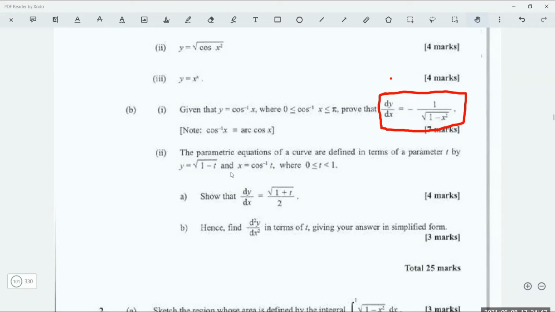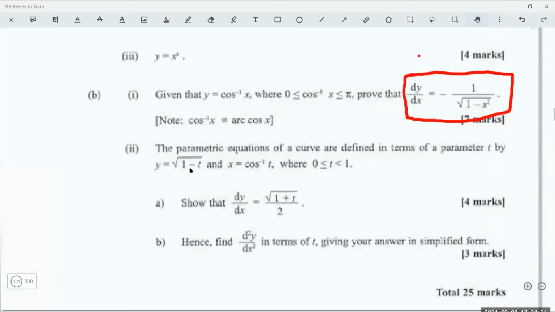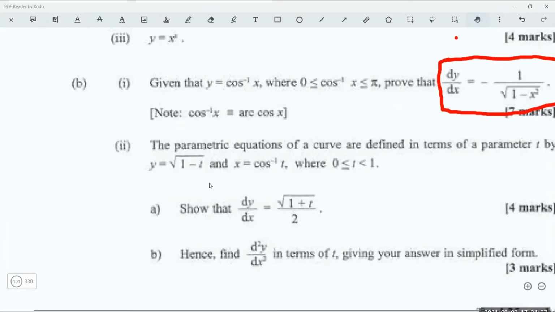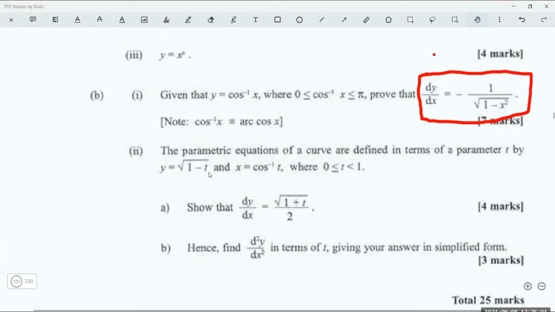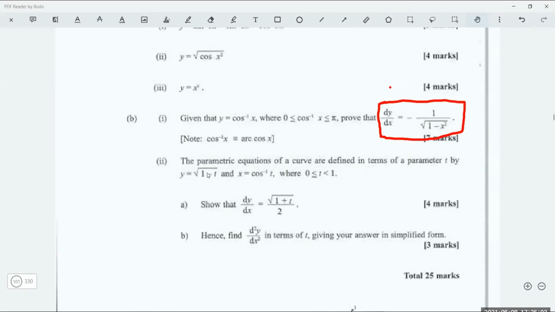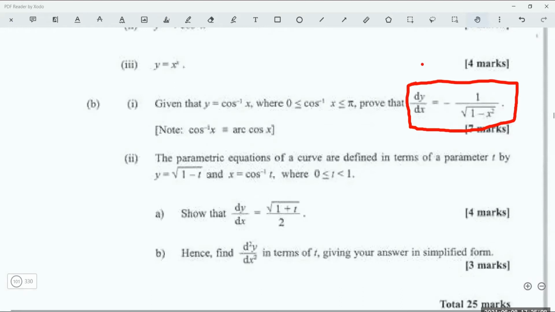And it gives you that y is the square root of 1 minus t. Is this 1 minus t? 1 minus t. Oh, no, sir, like 1 plus. Is that plus, sir? This is plus. Y equals the square root of 1 minus t. All right, let's go with 1 minus t.